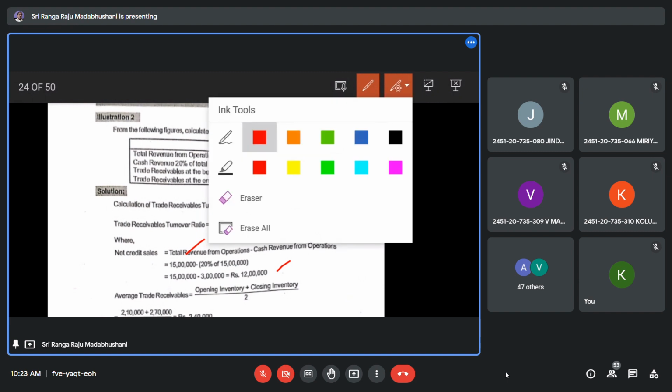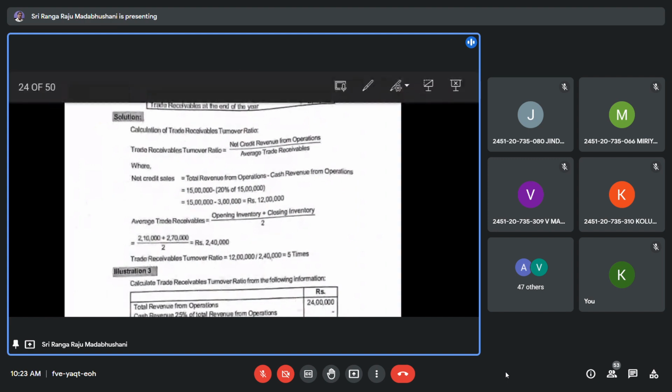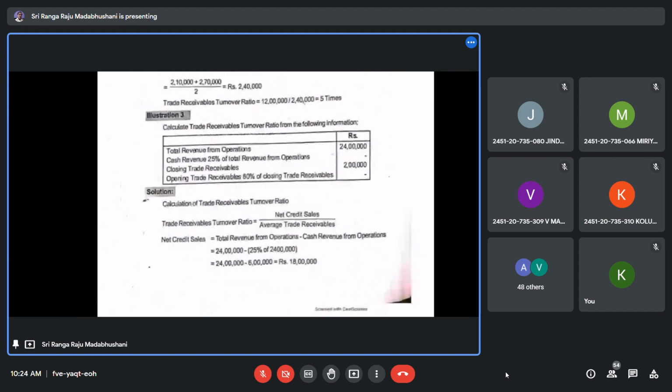Receivables at the beginning, receivables at the end, for averaging. Average receivables: opening receivables and closing receivables. So 2 lakh 10,000 plus 2 lakh 70,000 by 2, 2 lakh 40,000 average. 12 lakhs divided by 2 lakh 40,000. So the total number of times is 5 times we realized the money from our debtors.